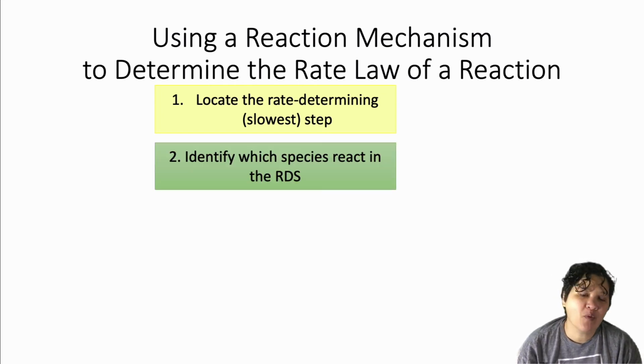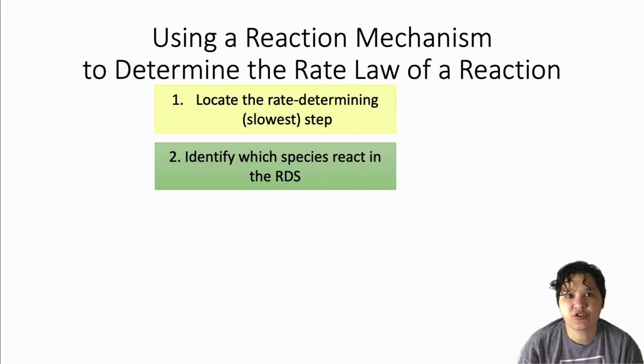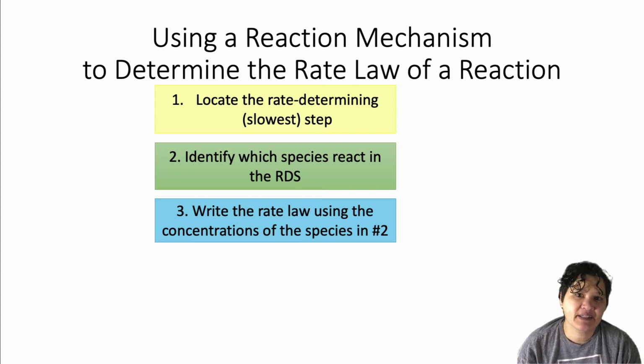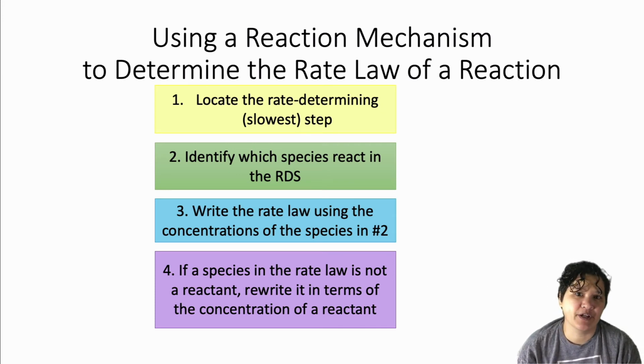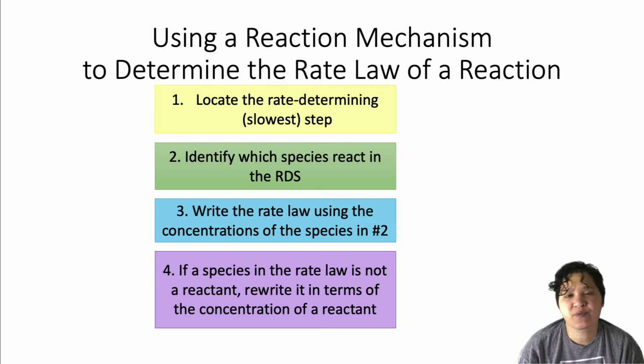Second, identify what your reactants are in the rate determining step. Third, based on the number of reactants in step 2, pick the appropriate generic rate law and substitute in the actual reactant concentrations. Finally, if any of the reactants in the rate law you created in step 3 are not reactants in the overall net equation, you need to rewrite those reactant concentrations in terms of the concentration of a reactant. Now, I know that sounds complicated, and I hope it will make more sense when we actually do a problem.